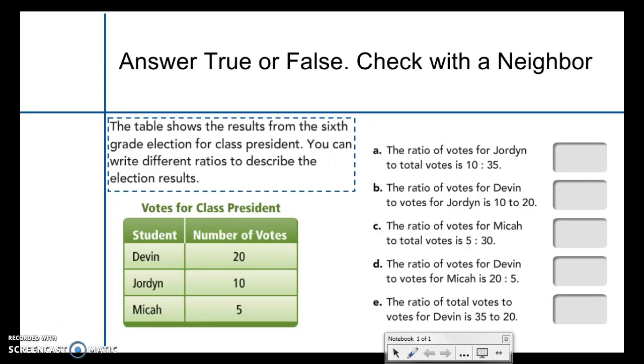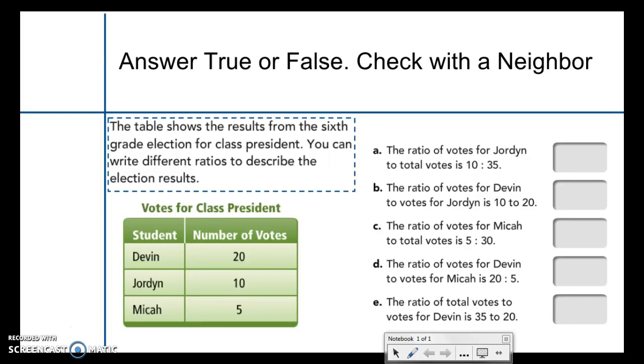Question 1. The ratio of votes for Jordan to total votes is 10 to 35. Alright, see if you and your neighbor can figure out what this one is. You figure it out and move on. B. The ratio of votes for Devin to votes for Jordan is 10 to 20. Alright, again you're answering true or false. Check with your neighbor and see if they got the same one. And then I want you to complete C through E by yourself.